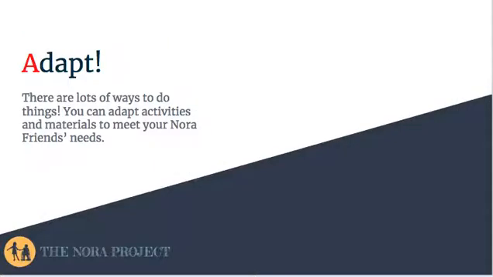Adapt. There's lots of ways to do things. You can adapt activities and materials to meet your Nora friend's needs. Another example would be, when having them give input into their activity or giving them a choice, you might let them use eye gaze if they're not able to answer verbally. So for example, if we were going to go back to our snowman example, and you were using a hat and giving them a choice of colored hats, you might hold the red hat to the left and the black hat to the right, and then let your Nora friend choose which hat he or she wants by looking at that item.